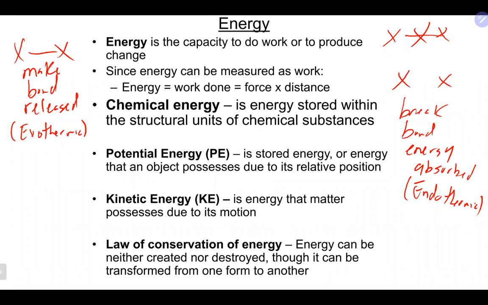Also, some chemical reactions will release some excess energy to the surroundings. Some chemical reactions will absorb energy overall as the process occurs. There's potential energy, which is the stored energy, or the energy of an object based on its position.